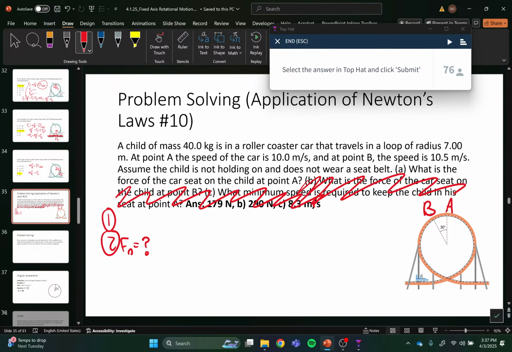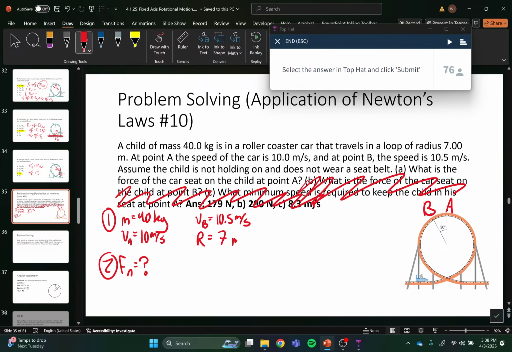All right. Then we're going to write down the givens, and this is easier. We've got our mass, 40 kg. You've got your velocity at point A, that's 10 meters per second. You've got your velocity at point B, that's 10.5. I'm just putting everything here. And you've got the radius. Now, I seem to be going back and forth. You can either make it a capital R or a lowercase r. It doesn't matter. Pick your poison. Both represent the same thing. They don't mean anything different.